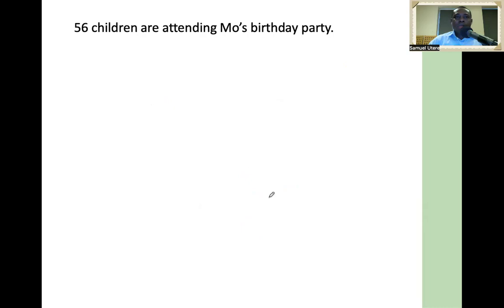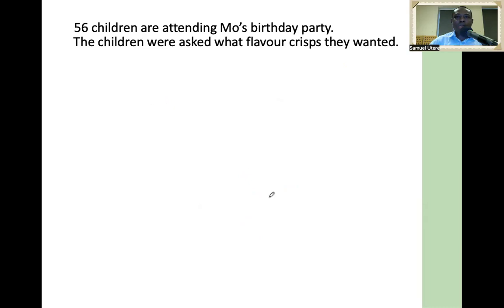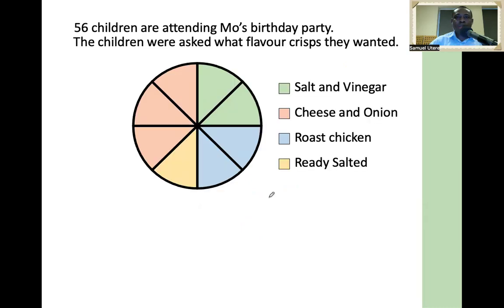Let's look at another example. 56 children are attending Mo's birthday party. The children were asked what flavor crepes they wanted, and this is the pie chart that was used to represent the information. So here on the right is the key. The key is telling us what the colors in the pie chart represent. Sometimes you would see pie charts that look like this with a key telling you what each of these colors represent in the pie chart.